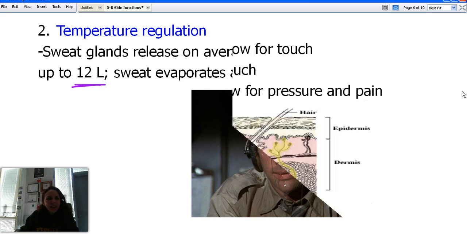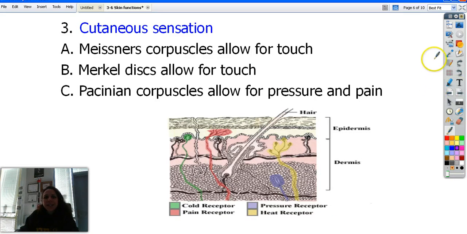Okay. Third thing, sensation. We have all sorts of different specialized nerve endings in our skin that allow us to feel. One of them is the Meissner's corpuscles. I'm not sure if you say the C in there. I'll have to look that up. But let's see if we can find some. Here we go. That one right there. You can see it measures temperature, cold, and it also allows for just basic touch. So when you touch the back of your hand, those are picking it up and you can feel.